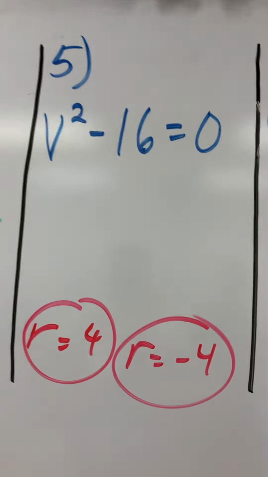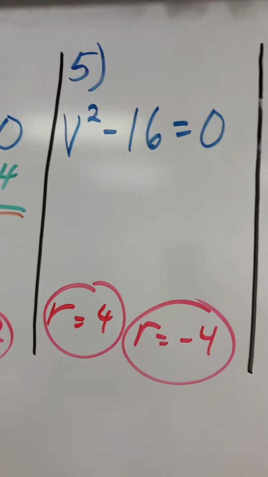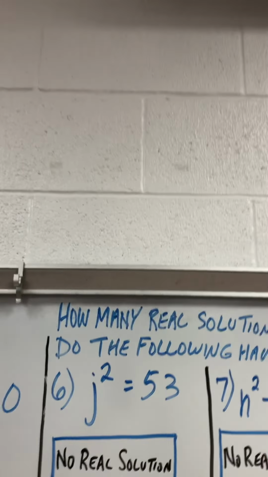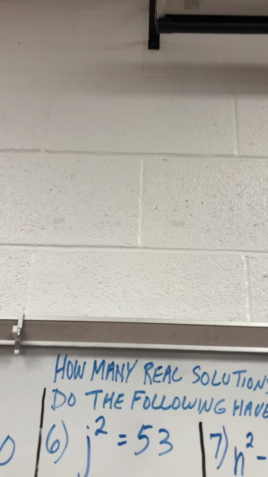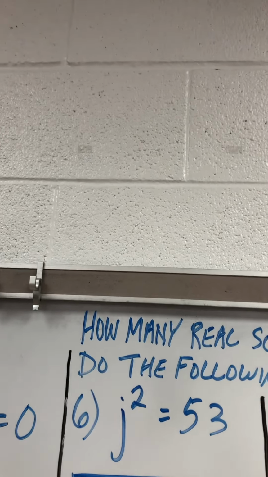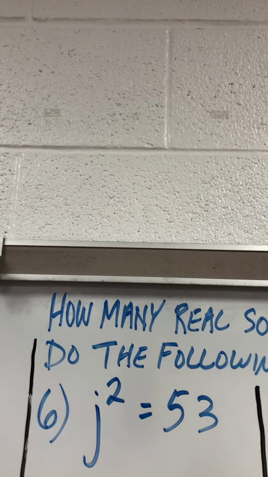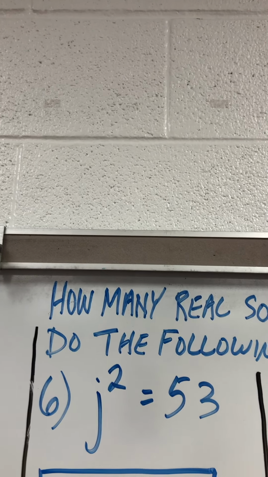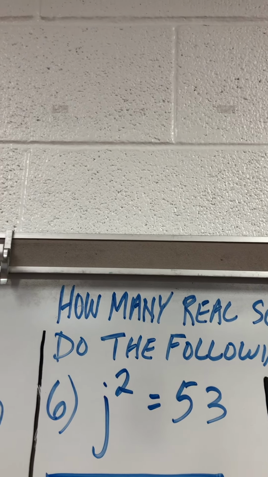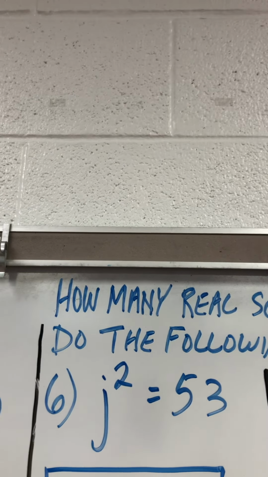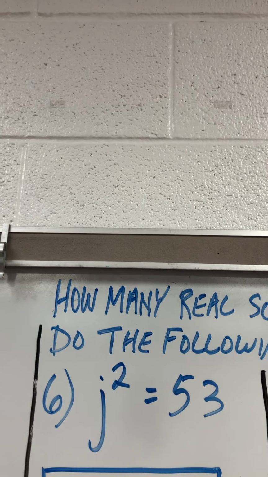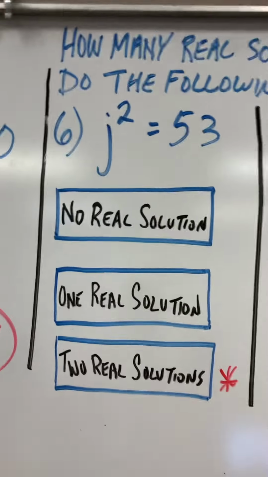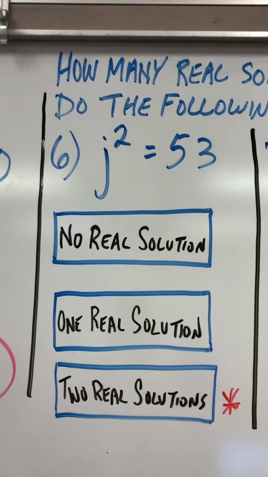All right. For those of you doing today's IXL assignment, you're going to see problems like this. How many real solutions do the following have? Okay. So if you have j squared equals 53, now that's not a perfect square, but when you take the square root of 53, you're going to get something like 7.8 or whatever. But you could also have negative 7.8, right? So would you agree that you will have 2 answers? So you're going to have to click on the one that says 2 real solutions.